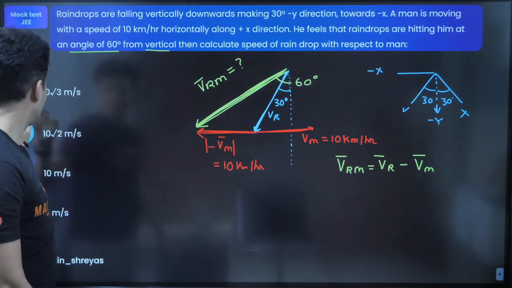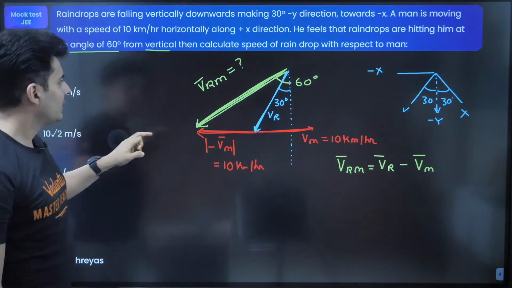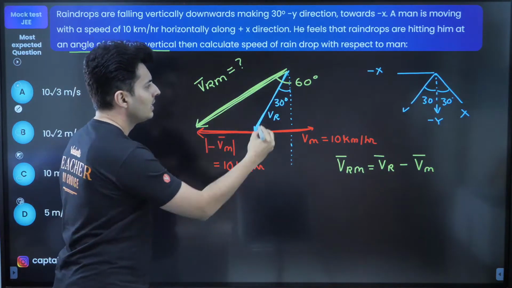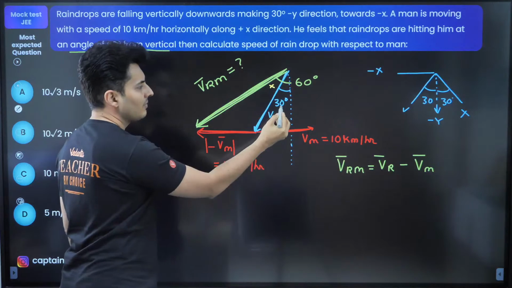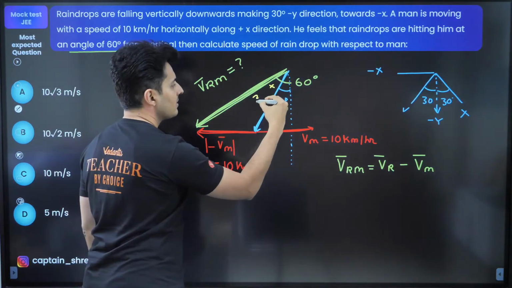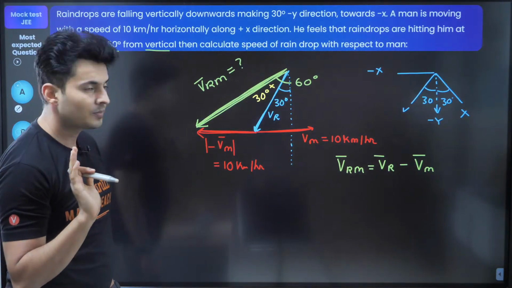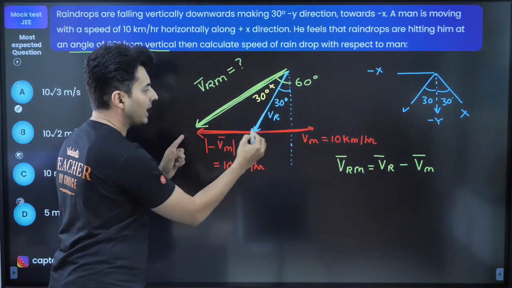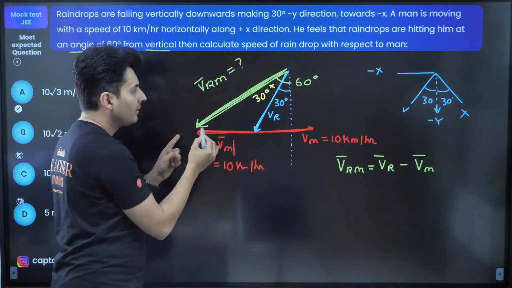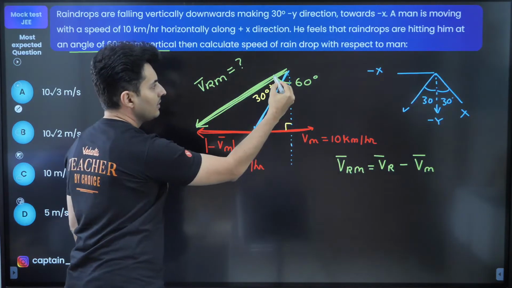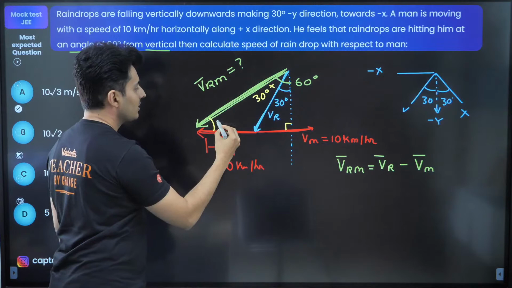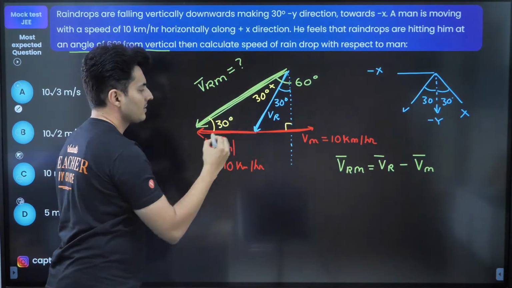What I will realize is that if this is 30, this is 60, how much is this angle? If this is 30, this is 60, obviously this is also 30 degrees. Everybody agrees? Okay. Now look at this big triangle. This is 90 degrees. This is 60. Naturally, this should also be 30 degrees.